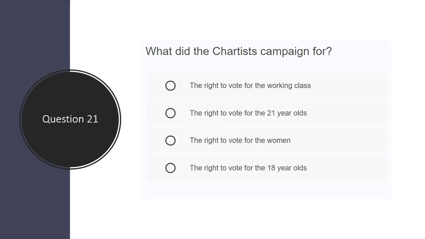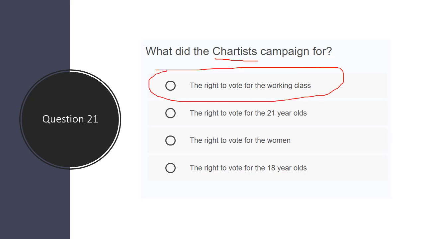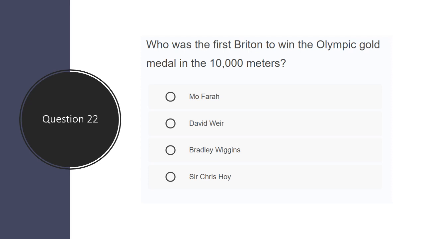Next one is, what did the Chartists campaign for? Chartists were the people who asked for the right to vote for the working class. Once again, history stuff, you need to remember that. Who was the first Briton to win the Olympic gold medal in 10,000 meters? We have Mo Farah, David Weir, Bradley Wiggins, and Sir Chris Hoy. The answer is Mo Farah because he's the runner, and it's a very prominent, important name.